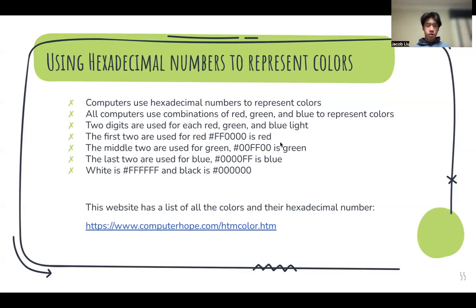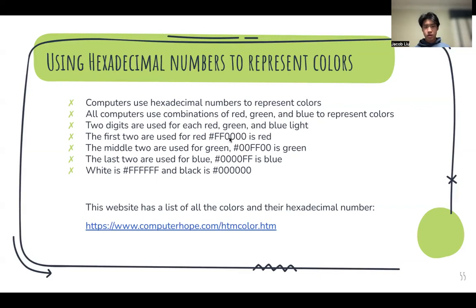And so a hexadecimal representation of a color is 6 digits. The first 2 digits are used for red, the second 2 digits are used for green, and the last 2 digits are used for blue. Basically, you have a range from 00 to FF. And that just represents how much of a color there is.